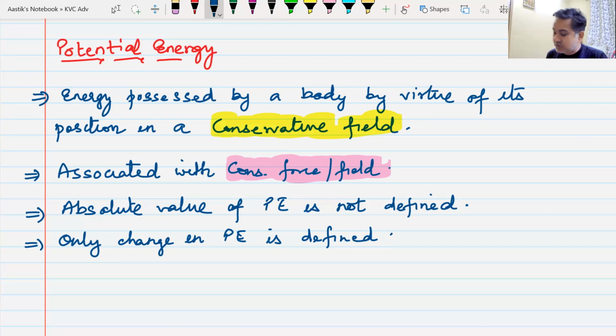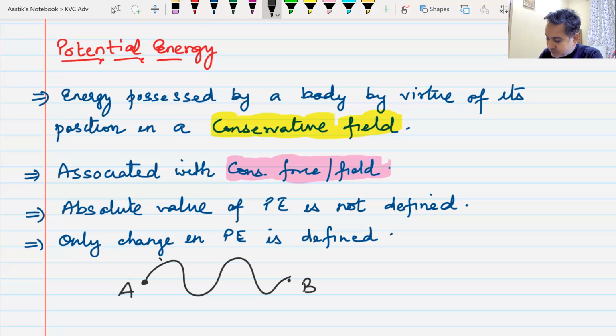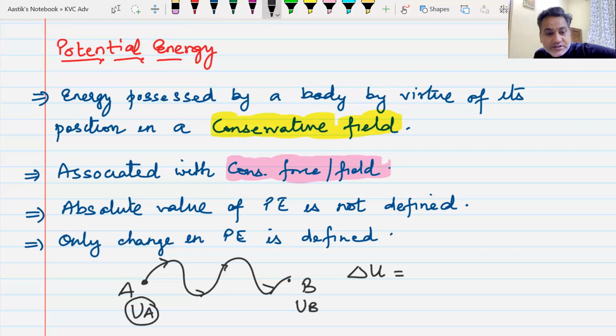Only the change in potential energy is defined. What do you mean by change? For example, I have this body at point A and I move this to point B. From A to B, I am moving this body. Potential energy at A, if I call it UA, and potential energy at B, if I call it UB. So what is the change in potential energy when I move this body from A to B?